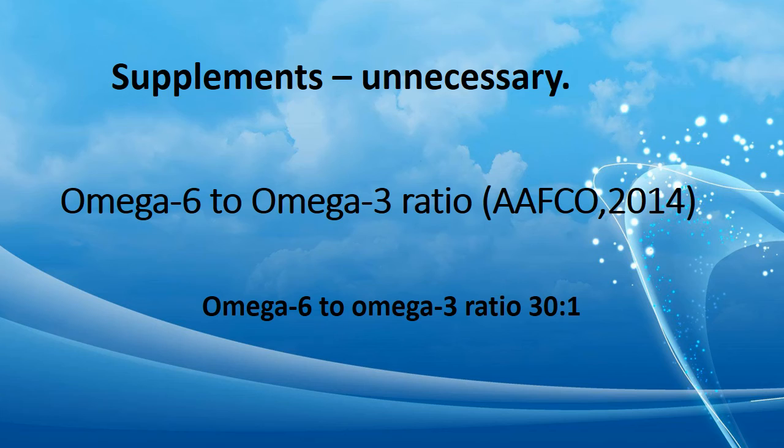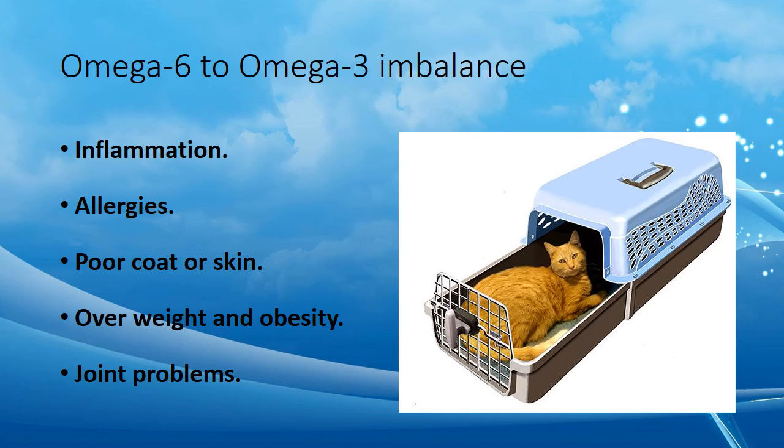In nature, omega-6 fatty acids are abundant. Therefore, supplementation is unnecessary. However, you have to maintain a proper omega-6 to omega-3 ratio. According to AAFCO 2014, the exact omega-6 to omega-3 ratio is around 30 to 1. When there is an imbalance in the omega-6 to omega-3 ratio, it will lead to inflammation, allergies, poor coat or skin, overweight and obesity, which lead to joint problems in your cats.